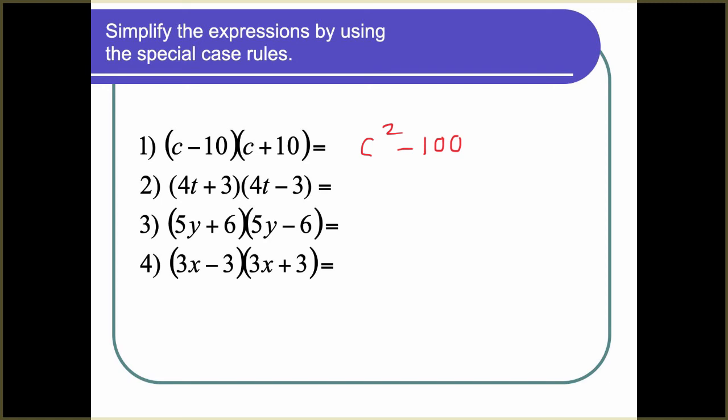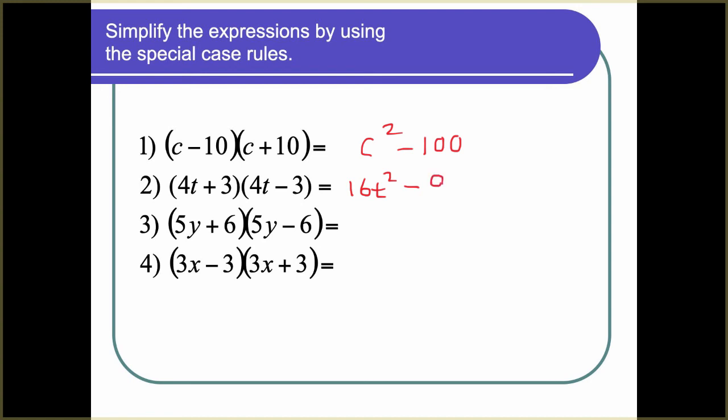But if we have a sum and a difference, or in this case a difference and a sum, then we can just square the first term and multiply the negative 10 times 10. Or you can look at it as the first term squared minus the last term squared. So we have 4t plus 3 and 4t minus 3. We have a sum and a difference. So 4t squared is 16t squared minus the last term squared.